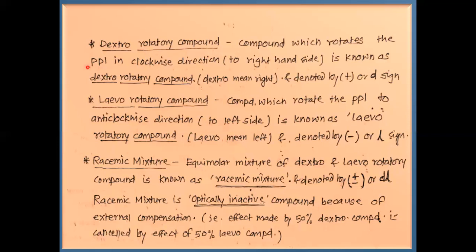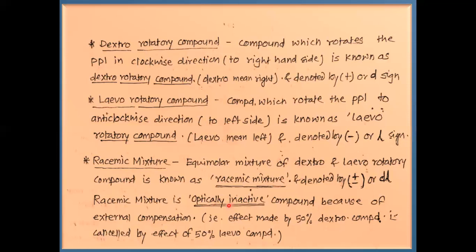Suppose 50% of this dextro compound and 50% of levo compound are mixed together, or 50 ml and 50 ml. Equal volumes are mixed with each other, then the obtained mixture is called a racemic mixture. Now, about the optical activity of a racemic mixture, you can easily tell that a racemic mixture is optically inactive.